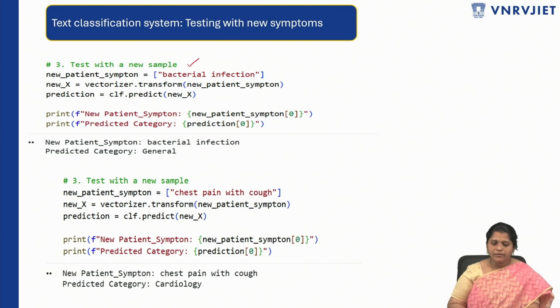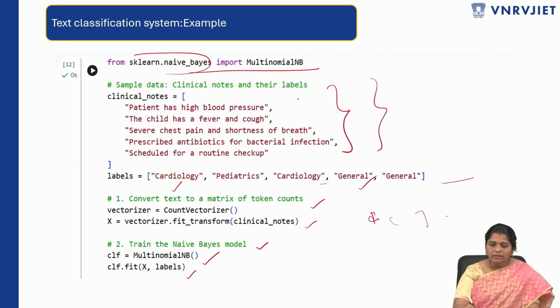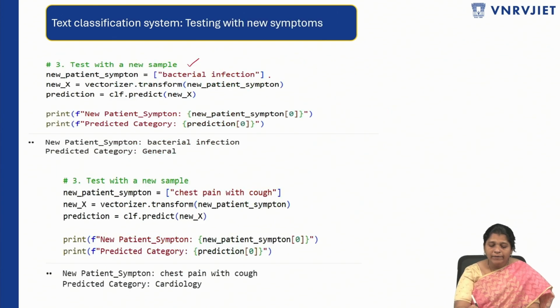You can see in the given data samples we had symptoms such as patient, blood pressure, fever, cough, bacterial infection, routine checkup, and so on. Here I have given a new sample symptom, bacterial infection. Because of the Naive Bayes classifier, the model could predict the new patient symptom's category as general. So it is a general category.